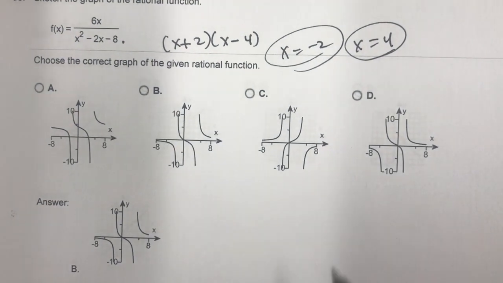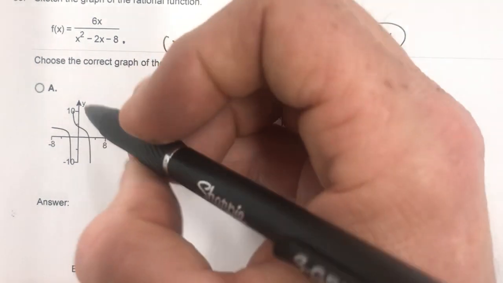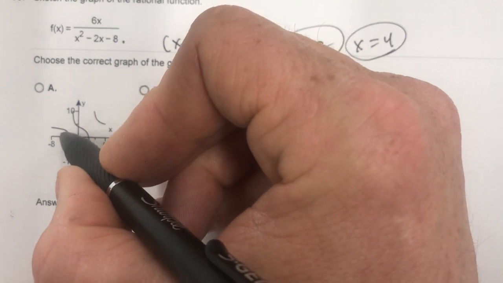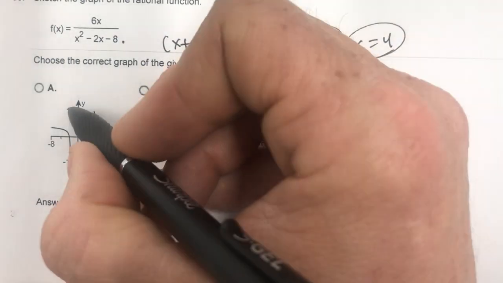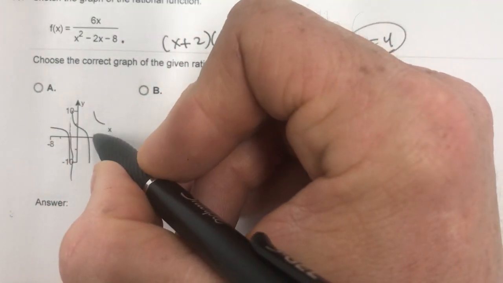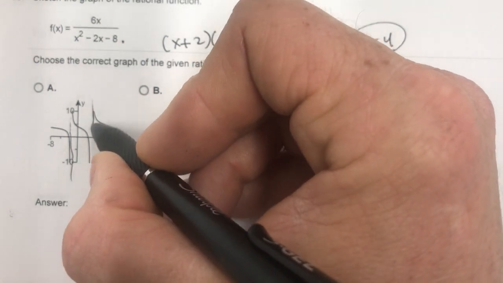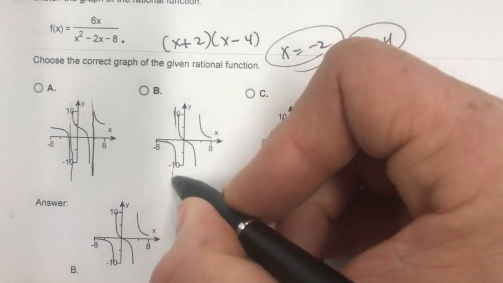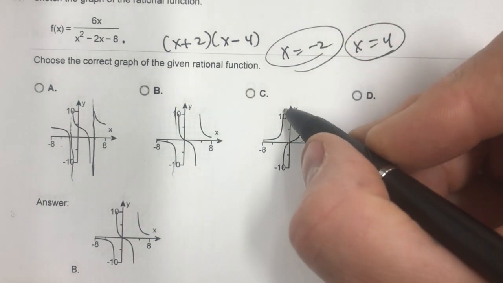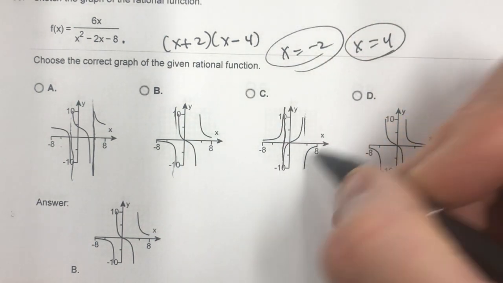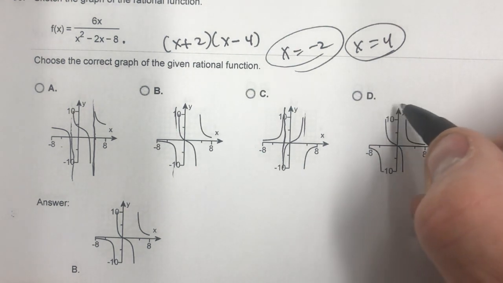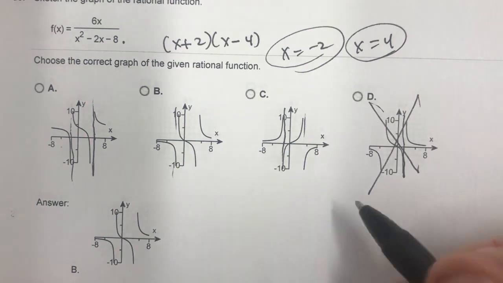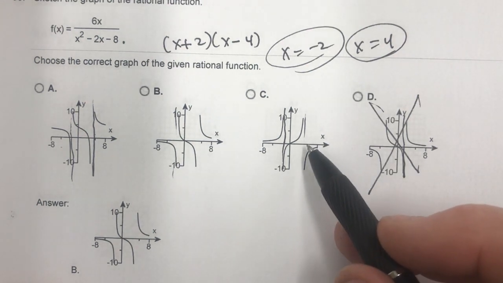So looking at the graphs, here, that looks like negative 2, and I think that's right for 4, so they look okay there. Negative 2 and 4, this looks okay. Negative 2 and 4. This is positive 2 right here, so this one's out instead of positive 4.